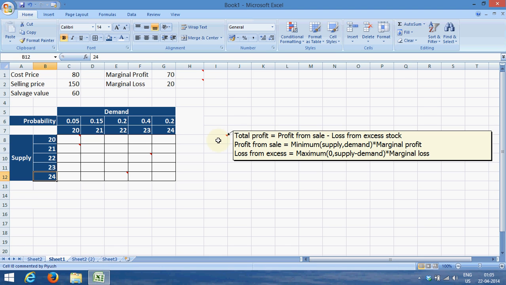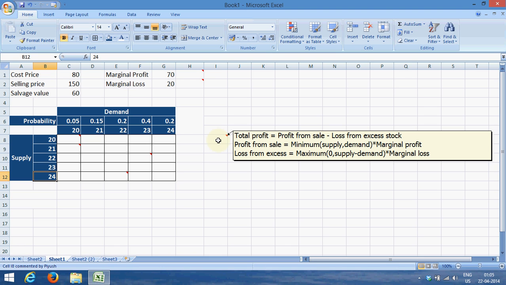So what we have here is the total profit is the profit from sale minus the loss from excess stock. The profit from sale is the minimum of supply or demand multiplied by marginal profit. And the loss from excess is actually supply minus demand multiplied by marginal loss. But the loss from excess would only be valid if the supply is more than demand. And that's why we create this specific formula.